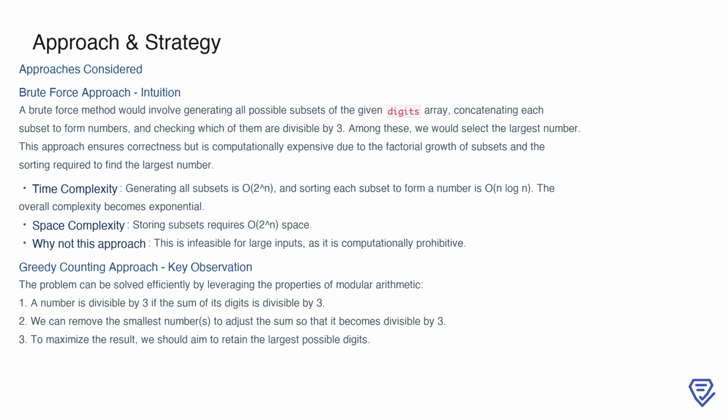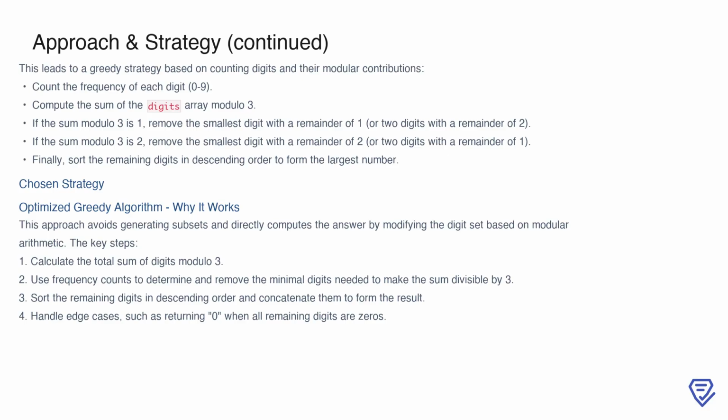Instead, we can rely on modular arithmetic, which provides a more efficient way to solve the problem. The key observation is that a number's divisibility by 3 depends on the sum of its digits. By modifying the digit set to adjust the sum, we can ensure divisibility and maximize the resulting number. This forms the basis of a more efficient greedy counting approach. The greedy strategy builds on the properties of modular arithmetic to simplify the problem significantly.